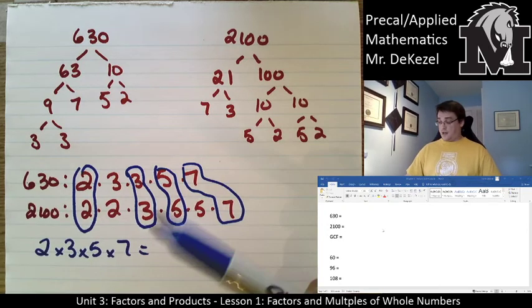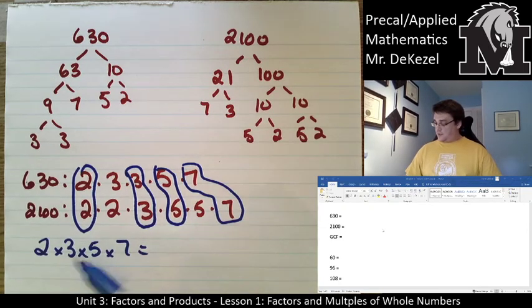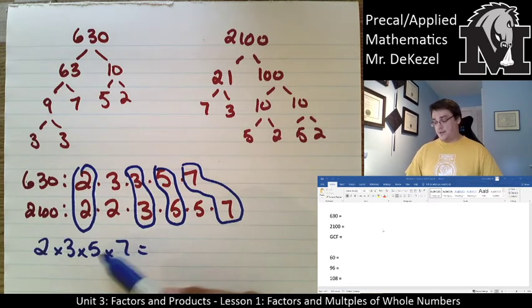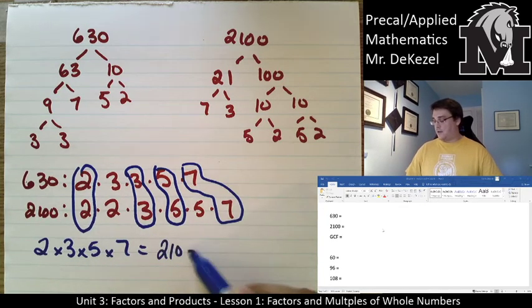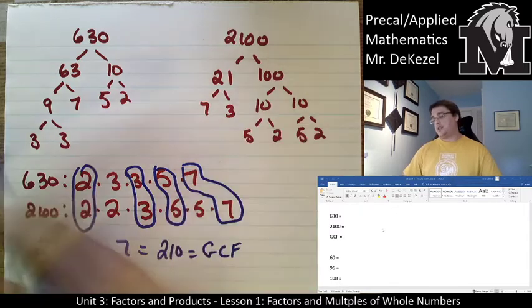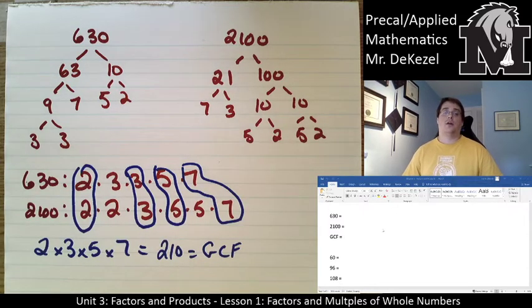Let's see if we can do that in our head. We've got 2 times 3 is 6, times 5 is 30, and then 30 times 7 would be 210, for a greatest common factor. You can check my math, but I do believe it is 210. Whenever you can do mental math, definitely do that. So you can see two numbers that you wouldn't be able to list all the factors for, to get to 210, we can do using factor trees.